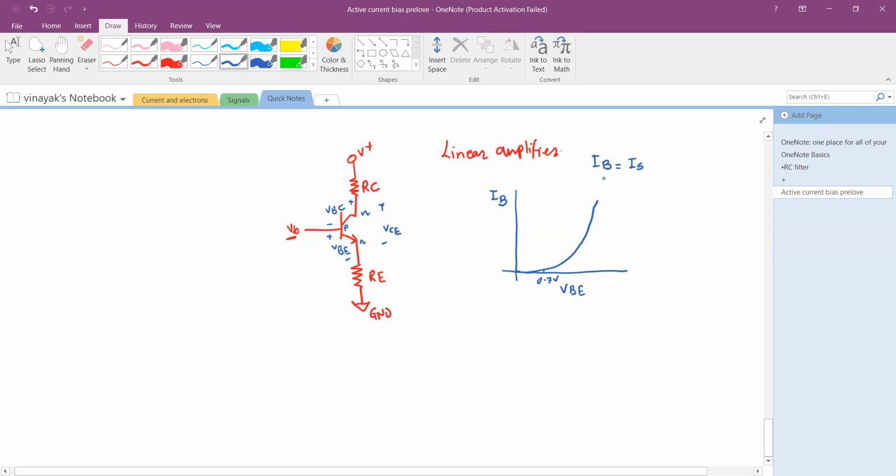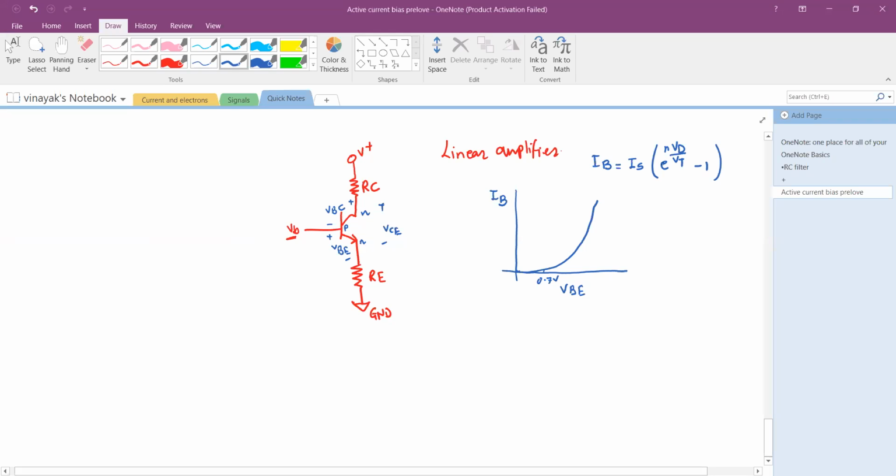This base current, or the current through the forward junction diode, would be something like e to the power of Vd by eta Vt, minus 1. Okay, let me just verify and cross check that. A big change here: it is eta into Vt, and there is no factor n here. So that's it. We see that this is the current and voltage relationship of the diode.